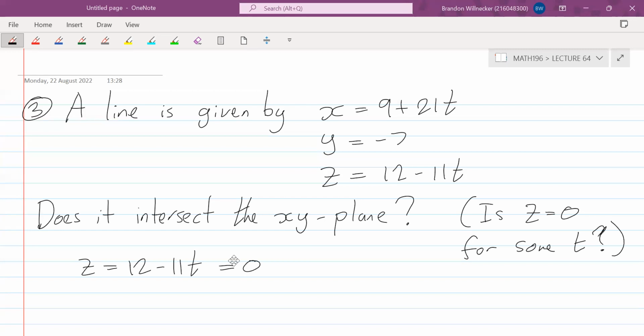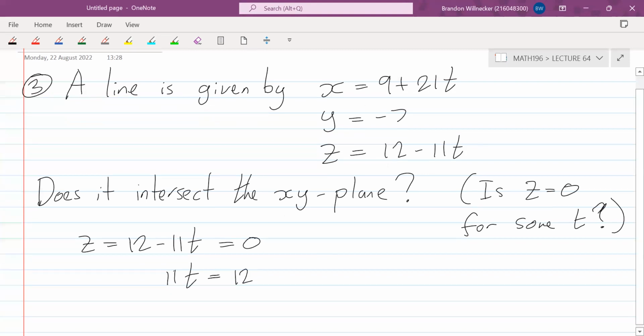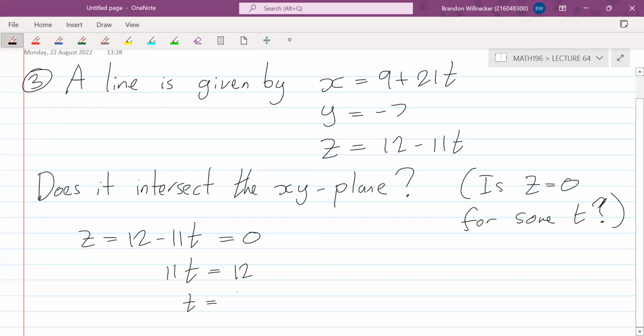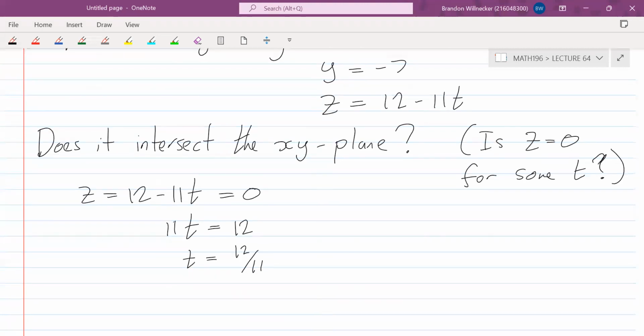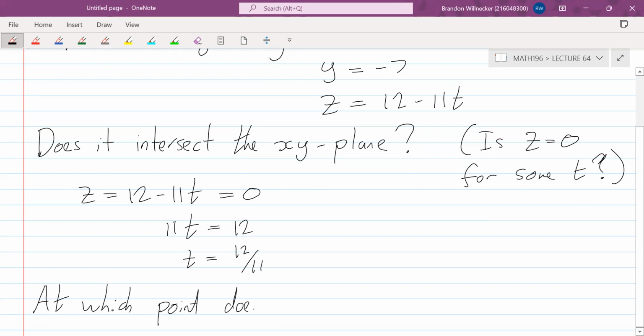So let's see, we can solve this. So 11t is equal to 12. So t is equal to 12 over 11. Okay, so we do get a solution. So this means when t is equal to 12 over 11, then the line is passing through the xy plane. So at what point does it pass through the xy plane? Or at which point does the line pass through the xy plane?